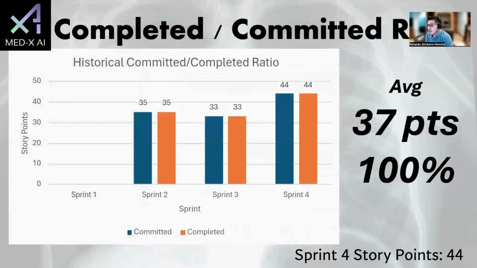Okay, so this is the completed committed ratio for all 3 sprints combined: 2, 3, and 4. As you can see, for sprint 2 we have 35 estimation points, for sprint 3 we have 33, and for the last one we have a total of 44, and that gives us an average of 37 points with a 100% completion. Okay, moving on to next.